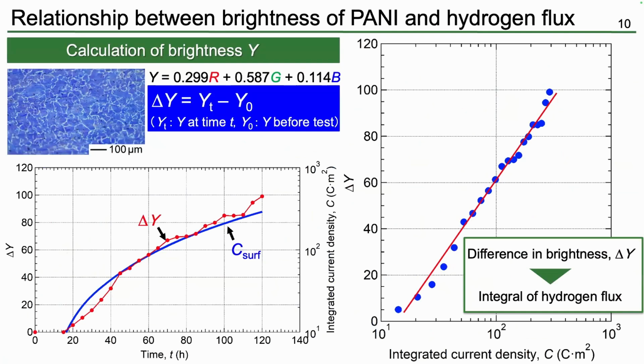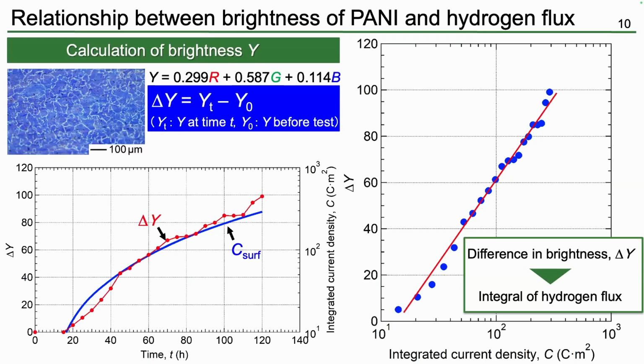In a previous research, we suggested that brightness of the polyaniline corresponds to the hydrogen flux. So to check if this is applicable to this research, we calculated the brightness Y. The R, G, and B values at each pixel in this image were extracted, and the brightness Y was calculated based on this equation. In addition, as the difference in brightness, the value obtained by subtracting the brightness before test from the brightness at time t was defined.